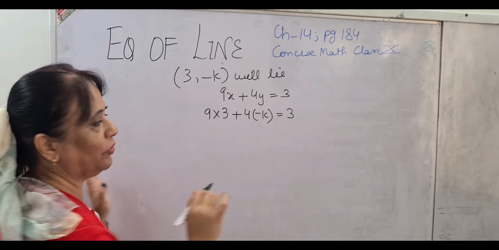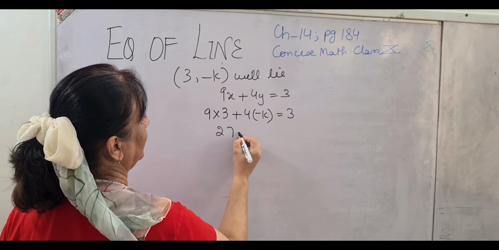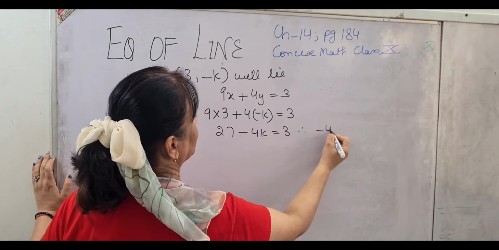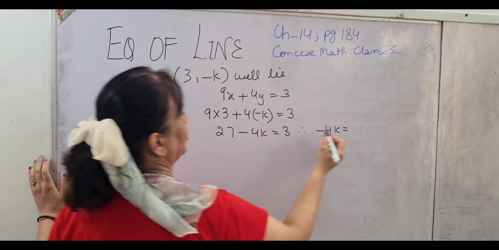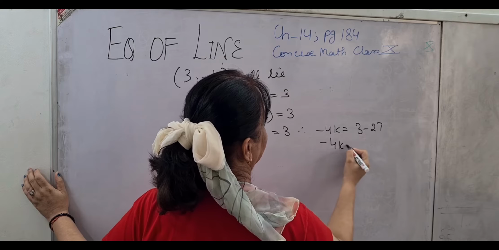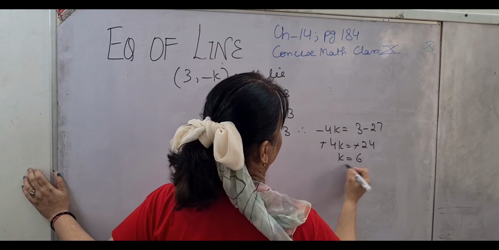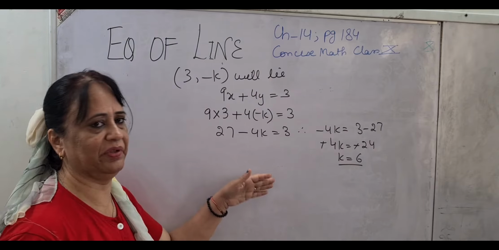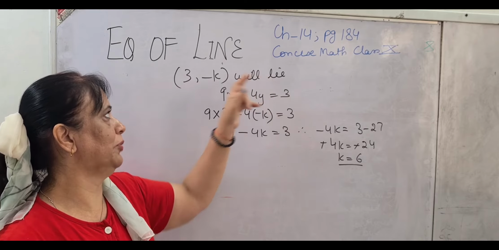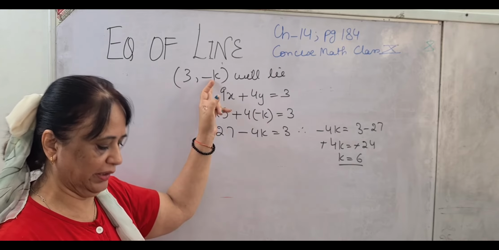So they have asked me for what value of k. So this is the value of k: 27 minus 4k is equal to 3, or minus 4k is equal to 3 minus 27, or minus 4k is equal to minus 24, minus cancels, and this is your answer. So this is the way of giving the question. The concept is the same. They have used the word lie, so I have put the abscissa in place of x and the ordinate in place of y.